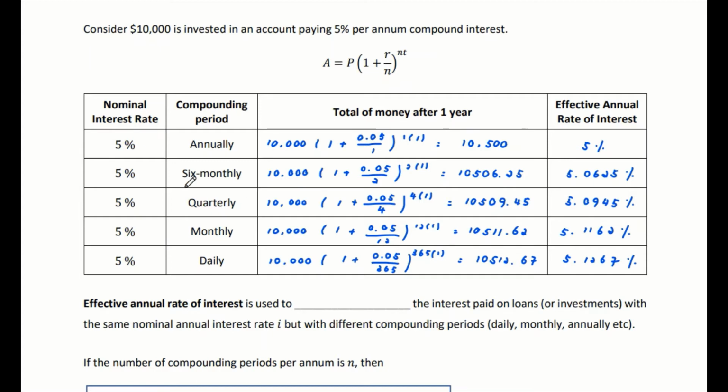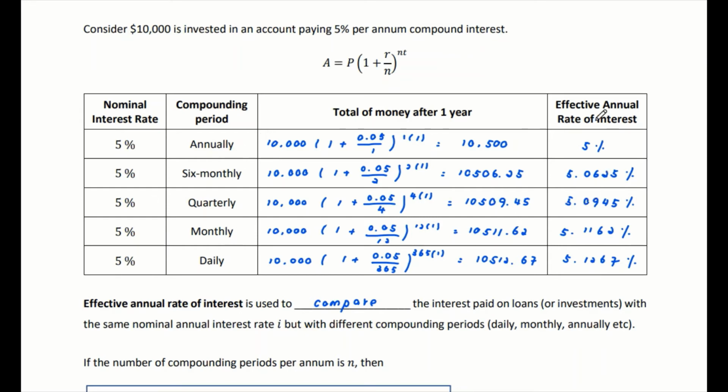So you can imagine if you are borrowing a loan from the bank or you are investing something, it's important for you to know whether the interest rate that they are telling you is the nominal interest rate or the effective annual rate of interest, because that's going to make a difference if the compounding period is different. Okay, so why do we need this? Because the effective annual rate of interest can help us compare the interest paid on a loan or investment with the same nominal annual rate of interest but different compounding periods.